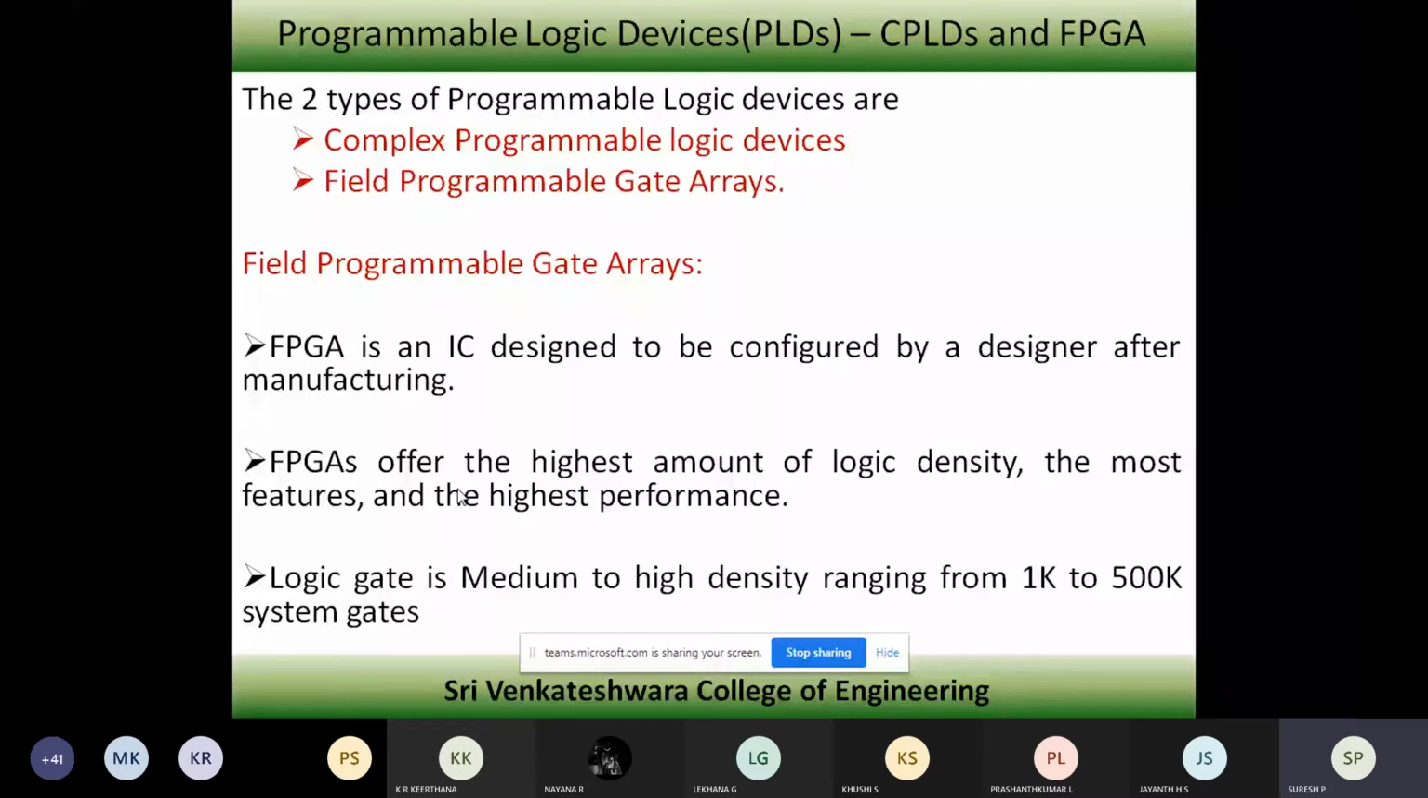Even the logic gates you have in that particular FPGA are of medium to high density. The logic gates will be in the range from medium to high density, that is from 1000 up to 500,000 system gates. That 500,000 is nothing but 5 lakh. So up to 5 lakh system gates may be there inside your field programmable gate array. This is how it will be.